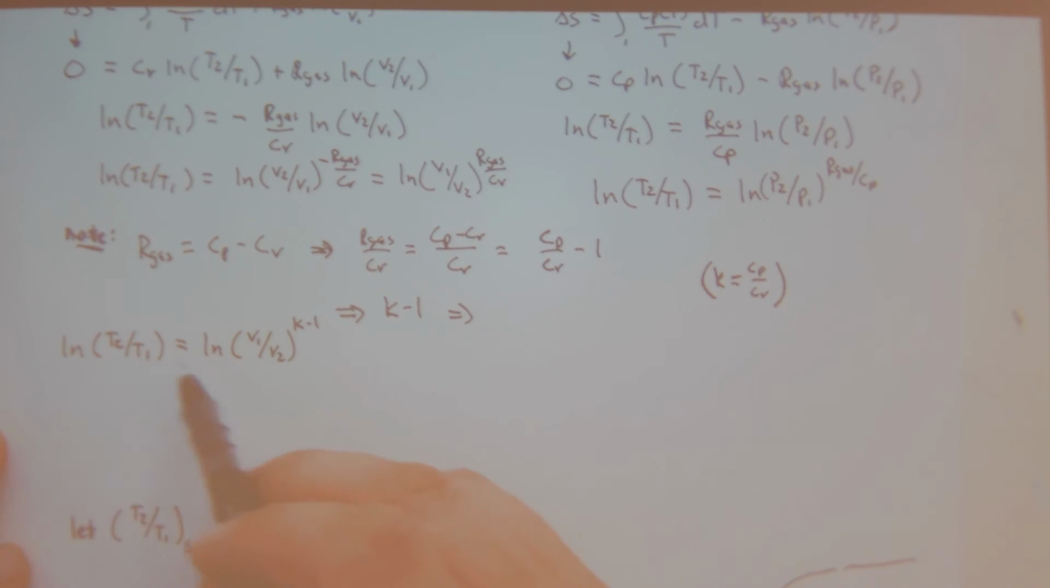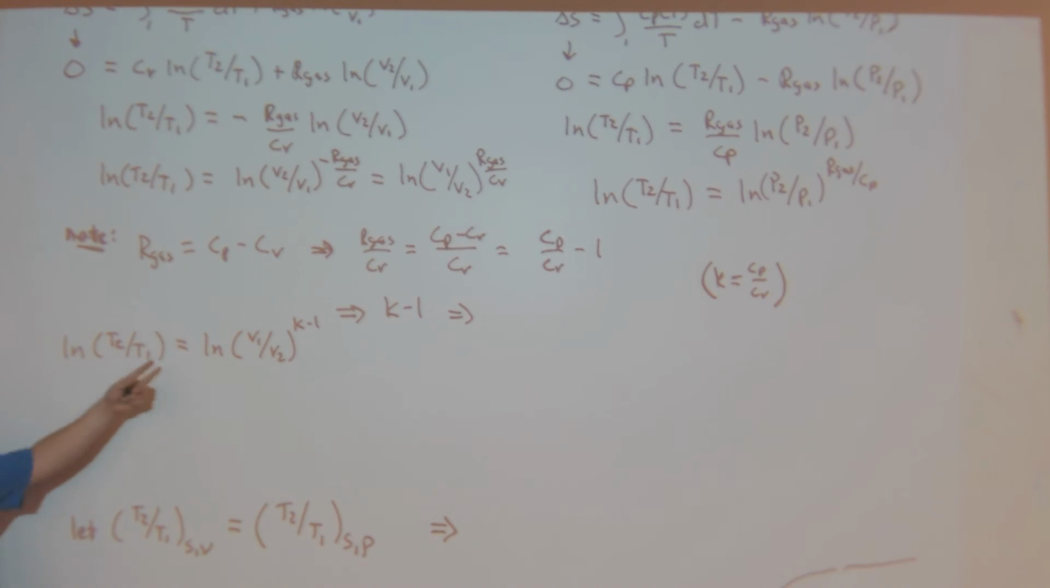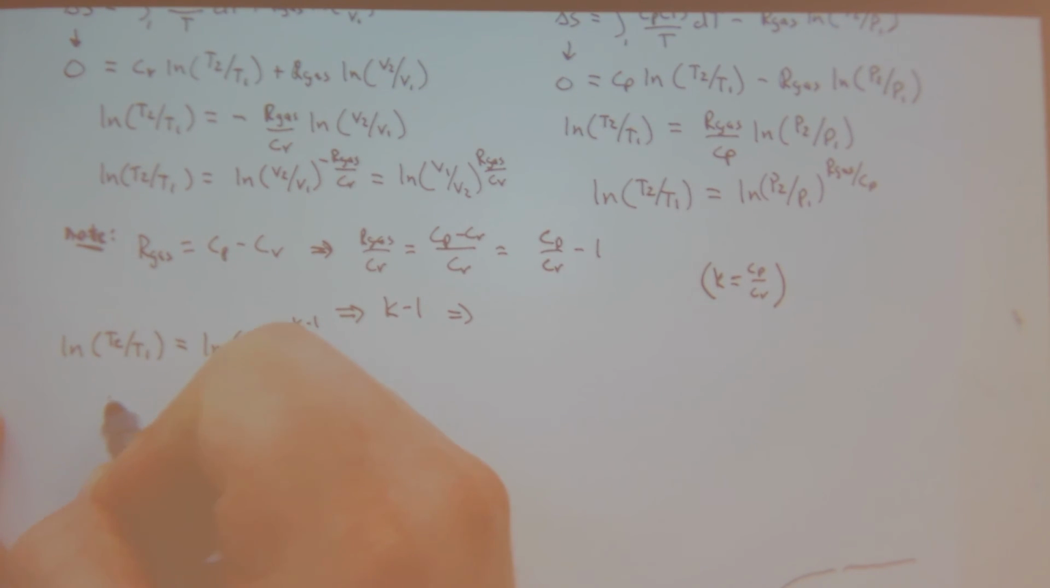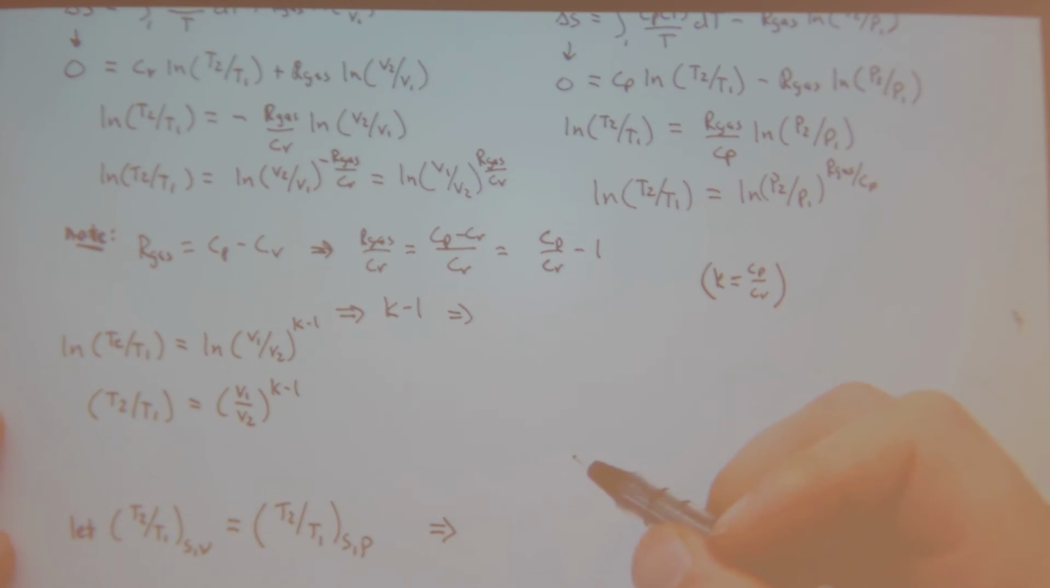I can just get rid of the natural log type things. So if I want to get rid of the natural logs in this expression, what do I do? Bring it to the E, right? Exponential. So I can do that, and then it just gives me T1 over T2 equals V1 over V2, K minus 1.